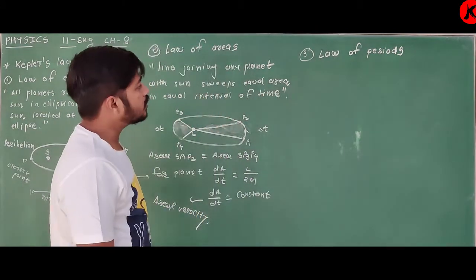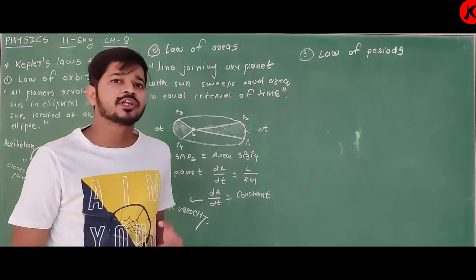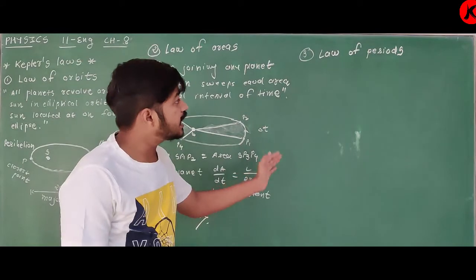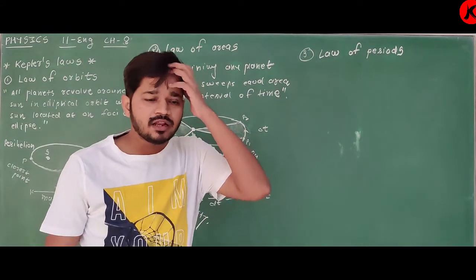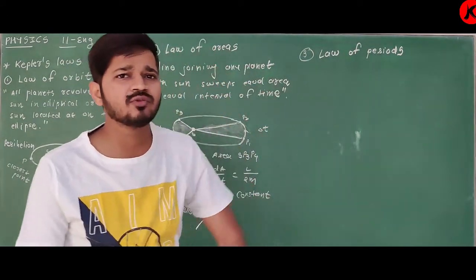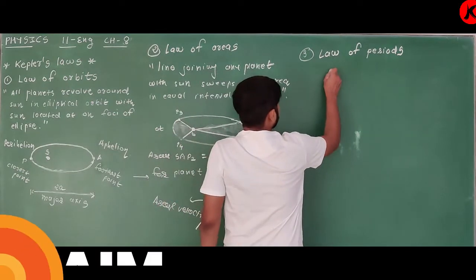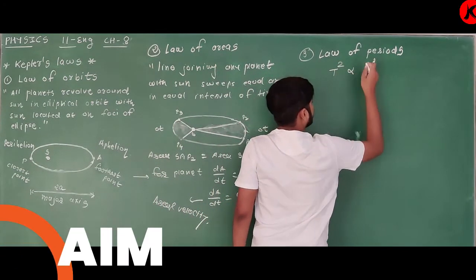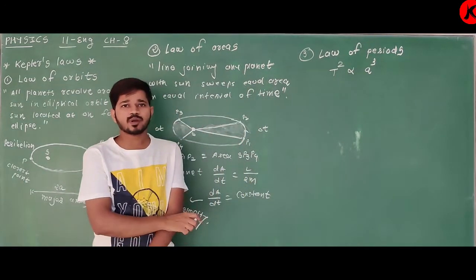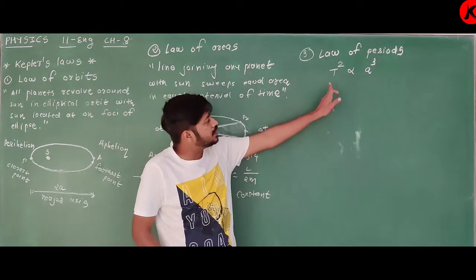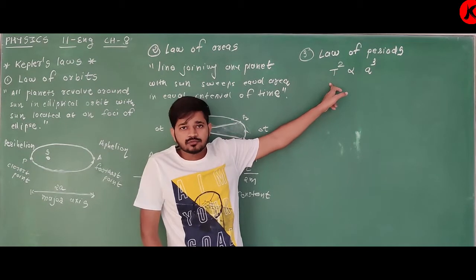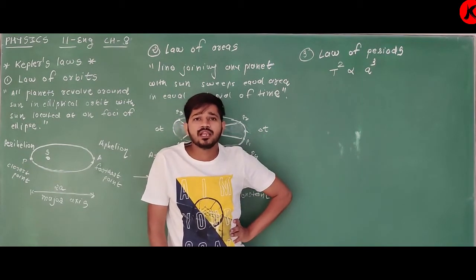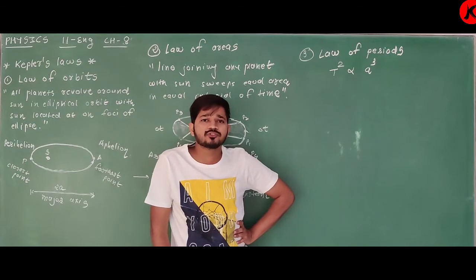First of all, to write its statement, remember one equation. From that equation you can easily write its statement, that is T square is proportional to A cube. What is T? T is the time period. You know what time period is: it is the time taken by the planet to complete one revolution around the sun.